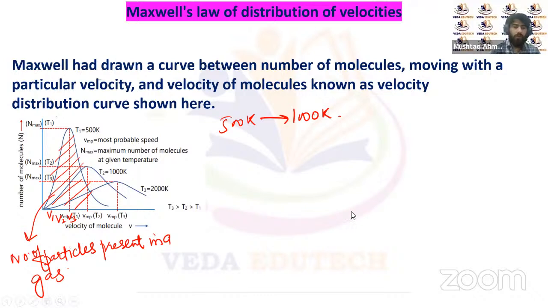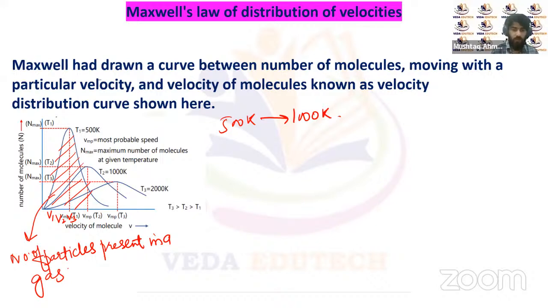We know that the total number of particles present in a gas container is a constant. If we further increase the temperature, the speeds of the particles will increase, be it the most probable speed or the RMS speed. But the number of particles possessing that most probable speed will decrease upon increasing the temperature.